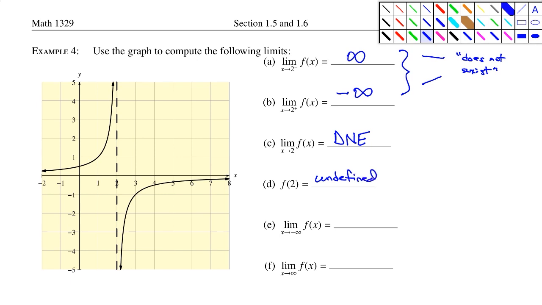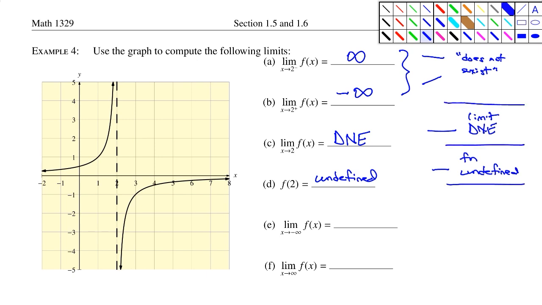So here's another point of contention. When it doesn't work for a limit, we say does not exist. And when it doesn't work for a function, we say it's undefined. So you don't say that a function does not exist. We don't really say that. We say it's undefined. And we don't say that a limit is undefined. We say that the limit does not exist.